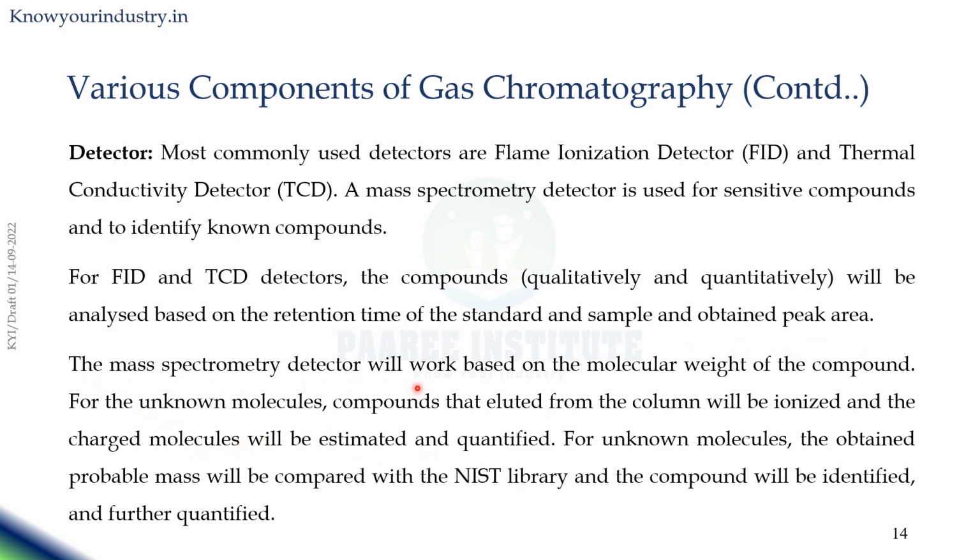Then the mass spectrophotometric detector works based on the molecular weight of the compound, the molecular mass of the compound. For unknown molecules, the compounds that are eluted from the column will be ionized, and the charged molecules will be estimated and quantified. For unknown molecules, the obtained probable mass will be compared with the NIST library and the compound will be identified and further quantified. So there will be a library giving a tentative identification of the compound based on the mass detected for the unknown compounds. So this is the feature which is equipped in the mass detector in gas chromatography.